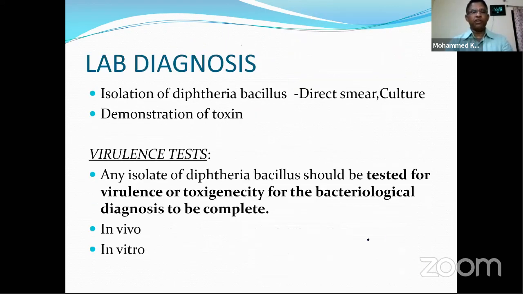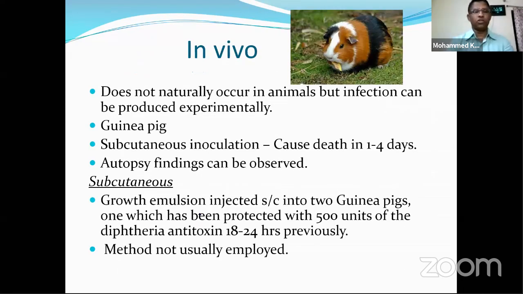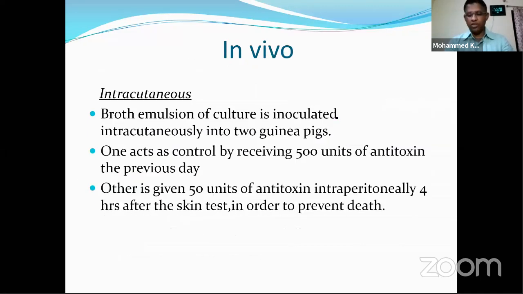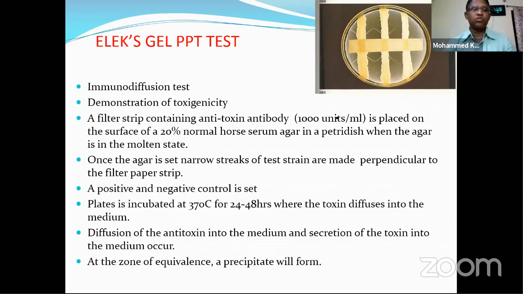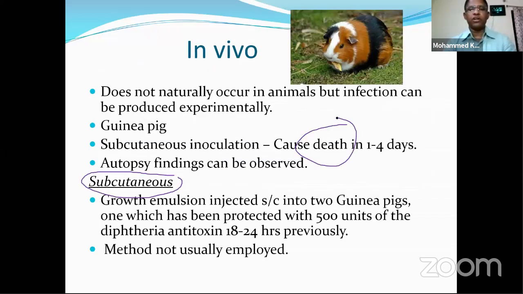Fine. We are talking about in vivo and in vitro. The experimental animal of choice here is the guinea pig, used for demonstration of toxin. When you use the subcutaneous route of infection in a guinea pig, it causes death. So there are two routes, subcutaneous route and intracutaneous route. These are all there in the textbook, there's no doubt about it, but listening once is no harm. They just ask you which is right: is it the subcutaneous route or the intracutaneous route?